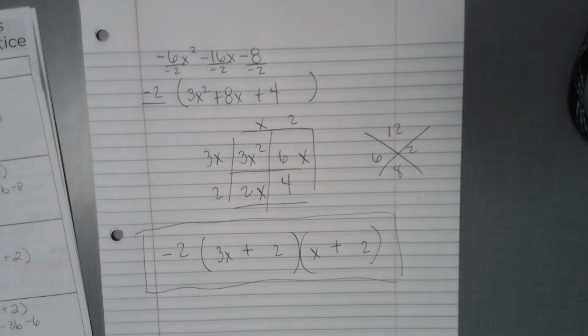Your magic numbers were 6 and 2. 6 times 2 is 12. 6 plus 2 is 8. So again, if you have yours in the opposite spots here, this was up top for you and this was on the side. Same thing. So GCF here's 3x. Here it's a 2. Here it's just an x. And here it's a 2.